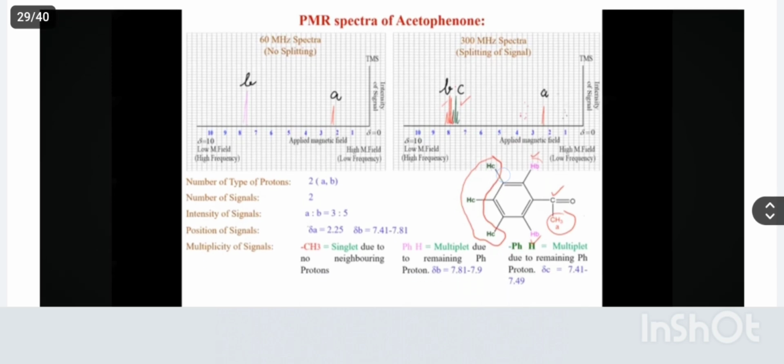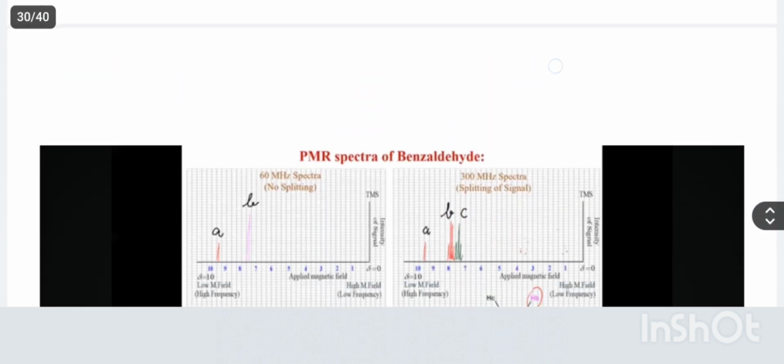PMR spectra of acetophenone. Number of types of protons: 2 (A, B). Number of signals: 2. Intensity of signals A:B is 3:5. Position of signals: δA = 2.25, δB = 7.41 to 7.81. CH3 is a singlet due to no neighboring protons. The phenyl H's are a multiplet due to the remaining phenyl protons.